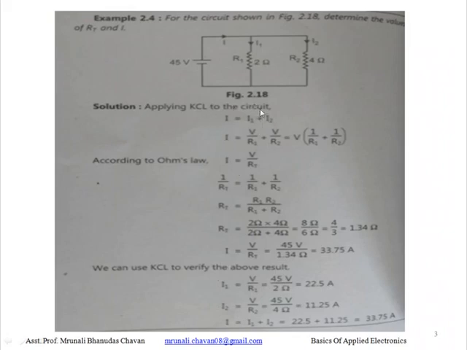And for verifying the KCL, if we put these two values into this equation, I is equal to I1 plus I2, कारण हे KCL चे इक्वेशन आहे. आपण या नोड पाशी KCL अप्लाय केला आहे. ठीक आहे. सो I is equal to I1 plus I2 is equal to, if we put this value we will get 33.75 ampere. म्हणजेच काय आहे आपला हा I आहे, and this verifies the Kirchhoff's current law.